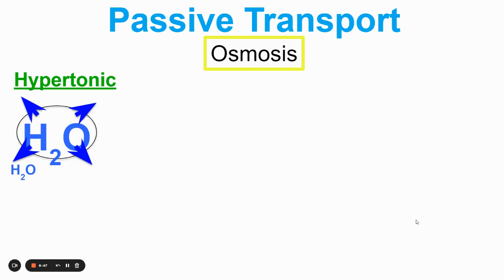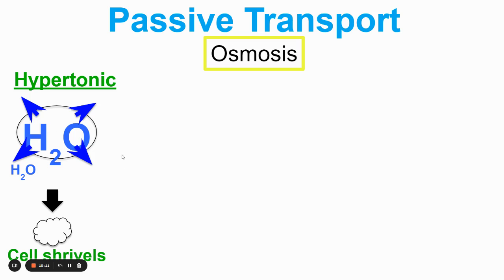So looking at this a different way. Okay, so here's another way to look at this. Here we've got a lot of water inside the cell and not as much outside the cell. So the water is going to want to go from its area of high concentration to low concentration, or it's going to want to move to where the party is.